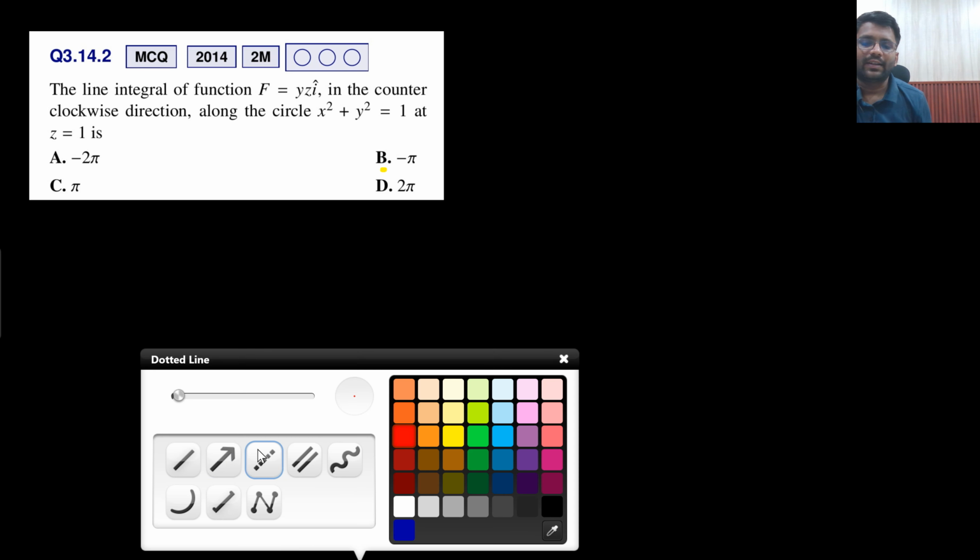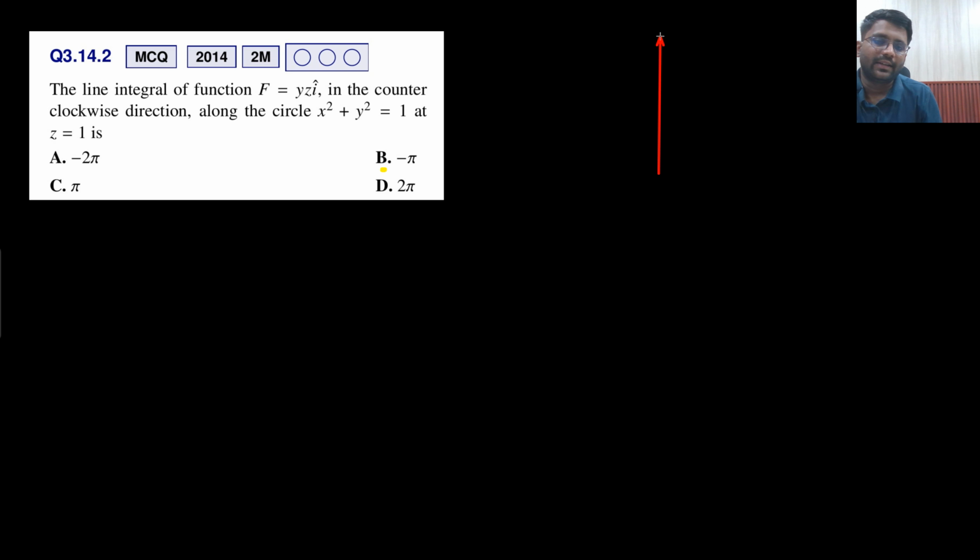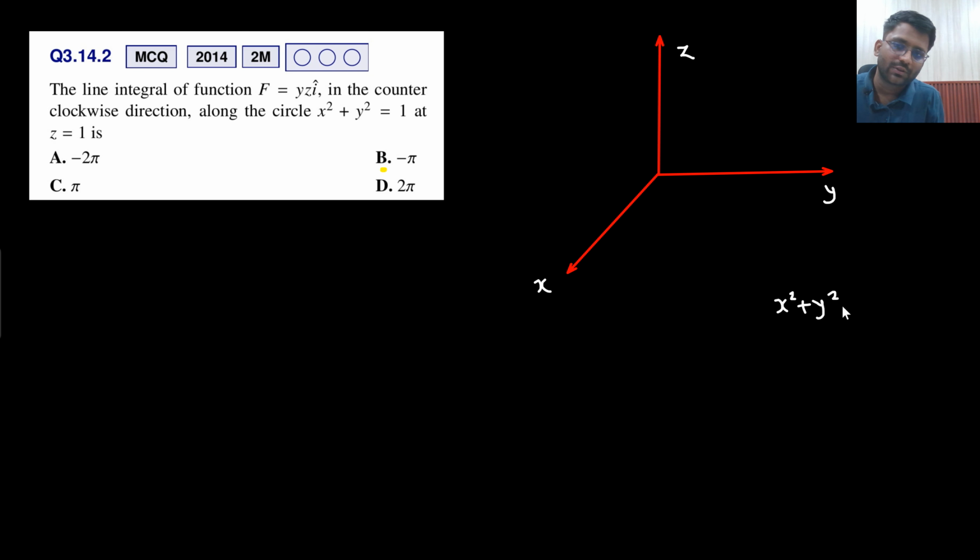Solve this question. You need to calculate the integral in the counterclockwise direction along the circle x square plus y square equals 1 at z equals 1. The scenario here is that there is a circle which is x square plus y square equals 1. Let's say this is your x, this is your y, and this is your z. So you need to calculate your closed line integral along the curve x square plus y square equals 1. This is what they are saying.